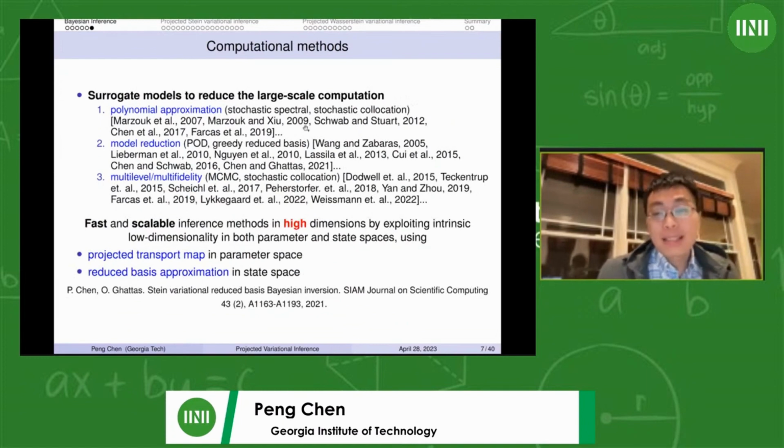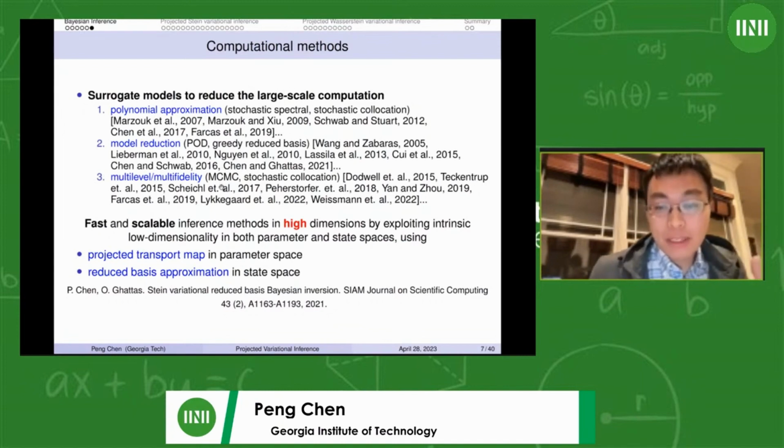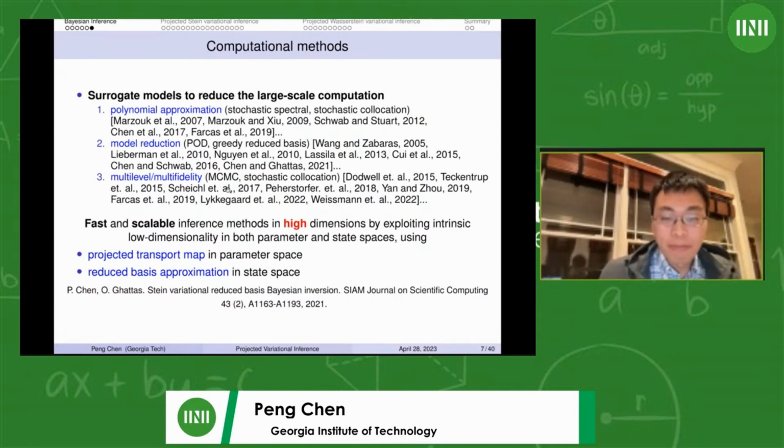And then the last class I want to mention is surrogate models to reduce large scale computation. Essentially, you can approximate the parameter to observable map by polynomial approximation, or use model reduction techniques that can quickly evaluate the parameter to observable map, using proper orthogonal decomposition, reduced basis methods, and most recently developed deep neural networks, neural operators, let's say. And there is multi-level, multi-fidelity sampling, either MCMC sampling, stochastic collocation sampling, and also multi-fidelity, multi-level variational inference sampling.